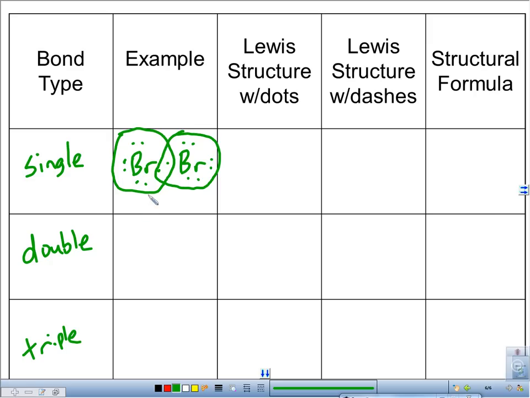So those are just me showing examples of how they form. Now I want to talk about what a Lewis structure is versus a structural formula. There are 2 different types of Lewis structures, just to keep it fun.